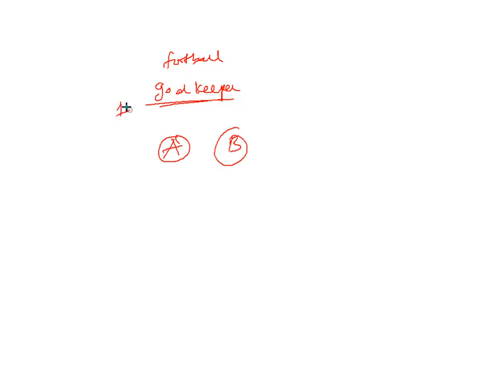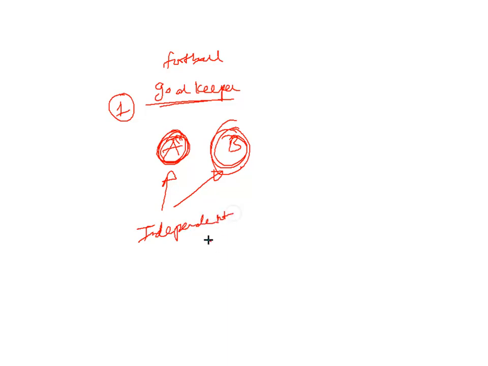Think about, let's say, in case of a selection in a football match, the selection of a goalkeeper. Now let's say there are two goalkeepers in the team. In case of goalkeeper, only one goalkeeper has to be selected. Either you select A or you select B. If you select A, then you are not going to select B. It means that these are mutually exclusive events, and also that they are dependent, right? If this happens, then this does not happen. If this happens, then it does not happen. So these are dependent events.